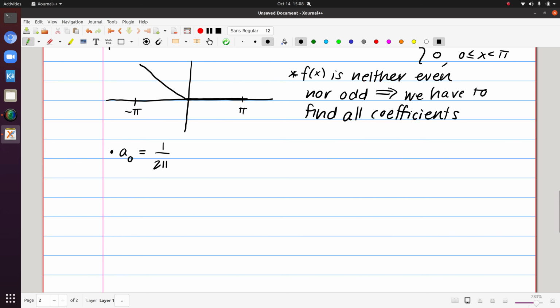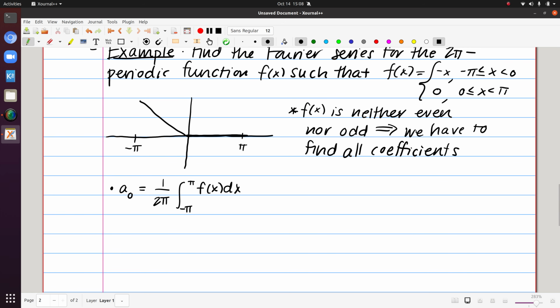A sub 0 is 1 over 2 pi, integral from minus pi to pi of f of x. So here we do have a piecewise defined function, but one of our pieces defines f of x to be 0. So I could break this up into 2 pieces where I'm adding the integral from minus pi to 0 of f plus the integral from 0 to pi of 0. But the integral of 0 is 0, so we can always write this as just the integral from minus pi to 0 where f of x is defined to be negative x.